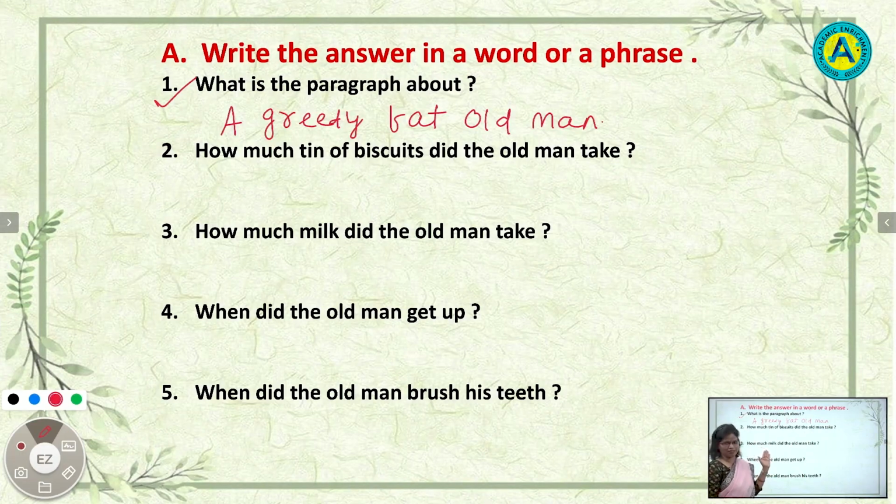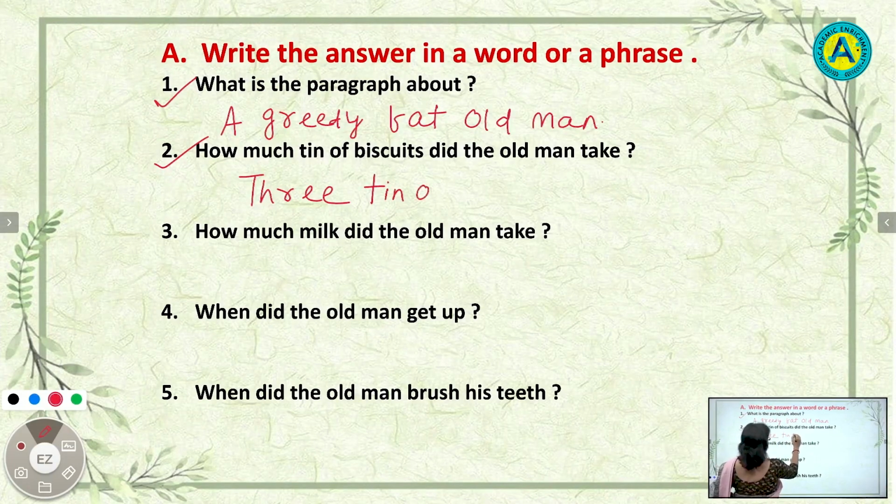Now look at the second question. It is very easy and I know you can answer it. The second question is, how many tins of biscuits did the old man take? Yes, you are right. 3 tins of biscuits. So the answer is, the old man took 3 tins of biscuits.